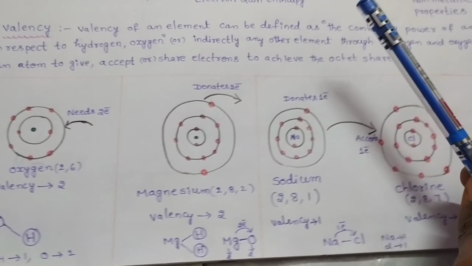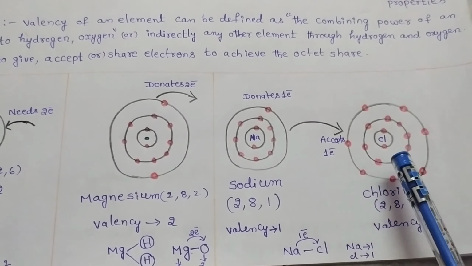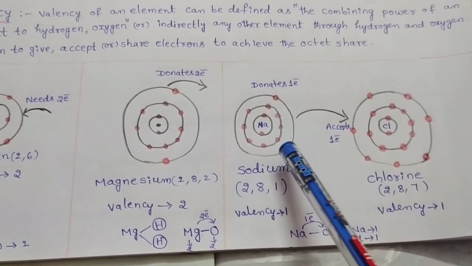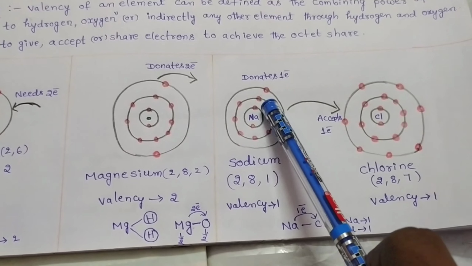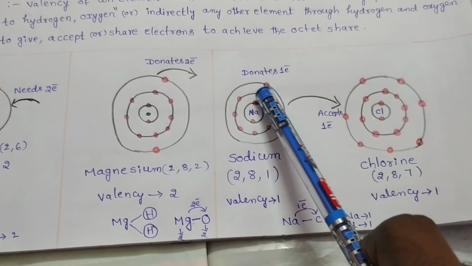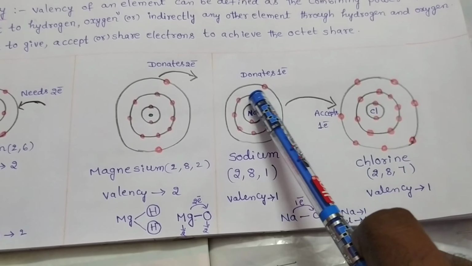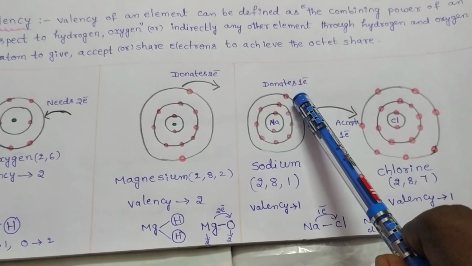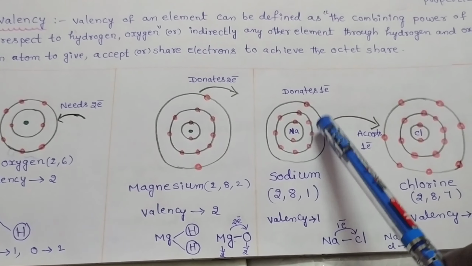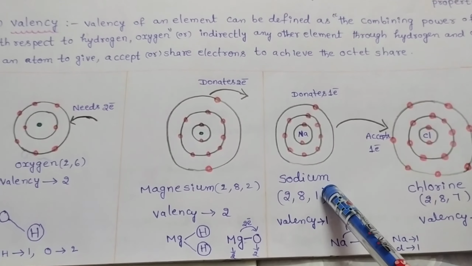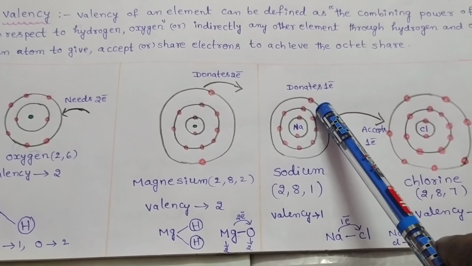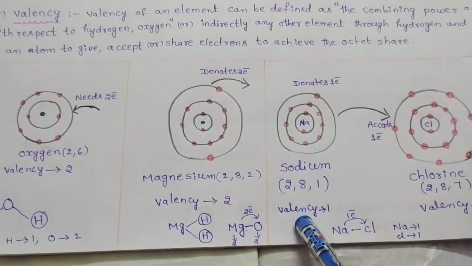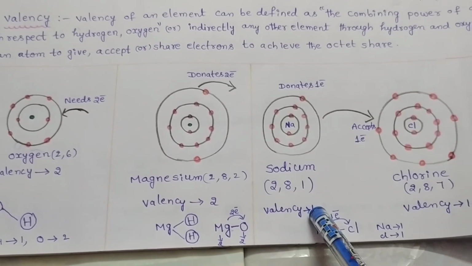We can take one more example here. Formation of sodium chloride. The sodium atomic number is 11. Its electronic configuration is 1s2, the first orbit containing 2 electrons, 2s2 2p6, the second orbit containing 8 electrons, and the third orbit containing only 1 electron. In order to get octet configuration, this sodium atom will donate 1 electron from its outermost orbit, nothing but this electron. So here the valency of sodium is equal to 1.